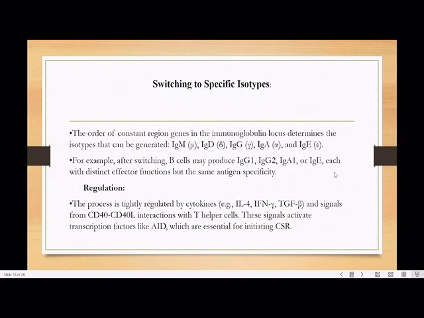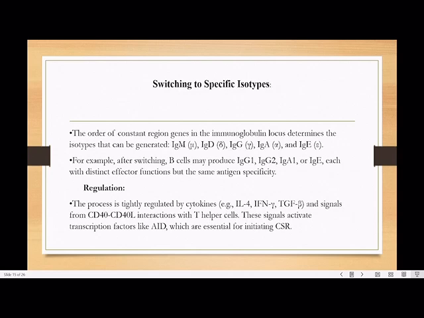These are the rules of isotype switching. We can see that cells switch to specific isotypes. The order of the constant region immunoglobulin locus determines the isotypes that can be generated, like IgM, IgD, IgG, IgA, and IgE. For example, after switching, B cells may produce IgA1, IgG2, IgA1, or IgE, each with distinct effector function but the same antigen specificity. We have also regulation.